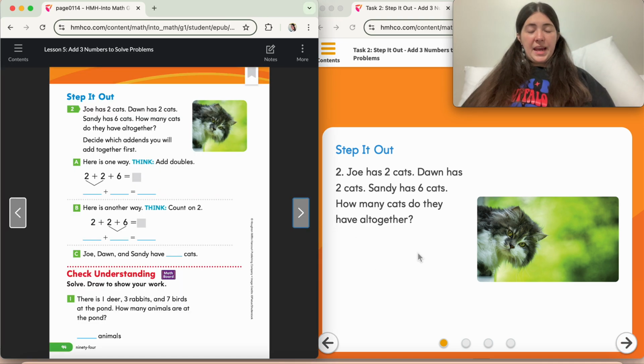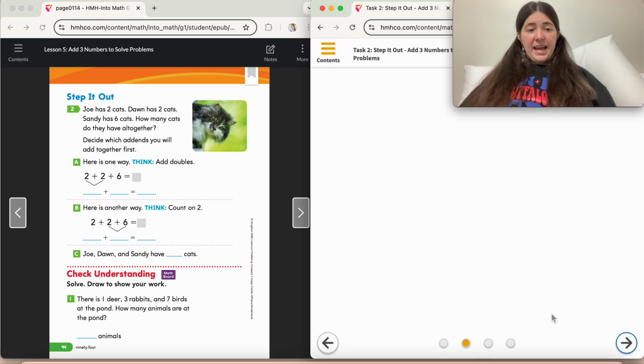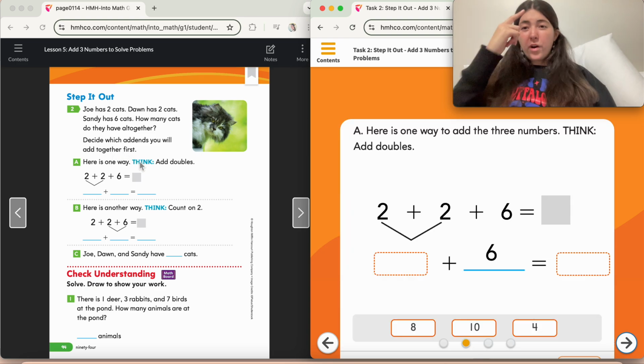Our next page says, Joe has 2 cats. Dawn has 2 cats. Sandy has 6 cats. How many cats do they have all together? So this strategy we're going to use is decide which addends you will add together. So here's one way. We're going to think about adding doubles.